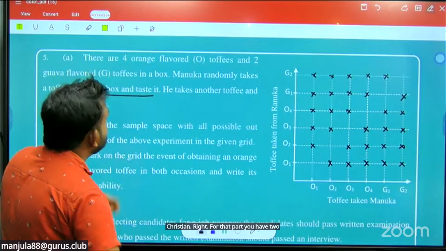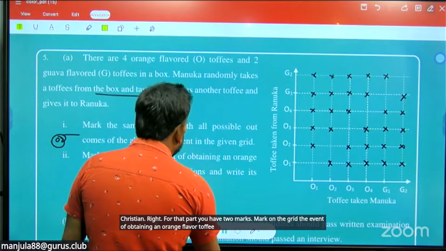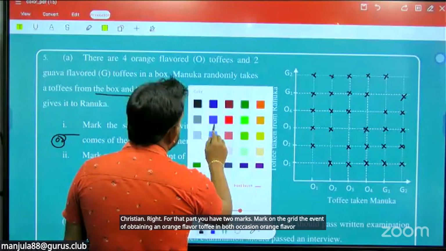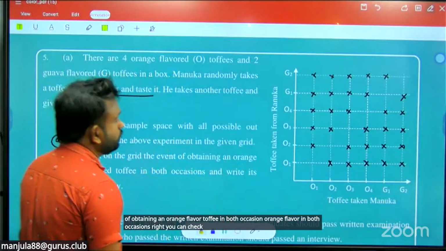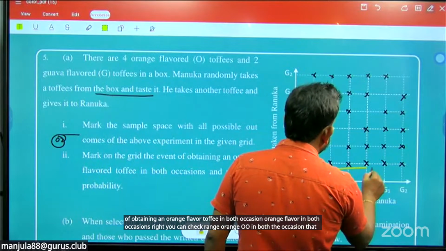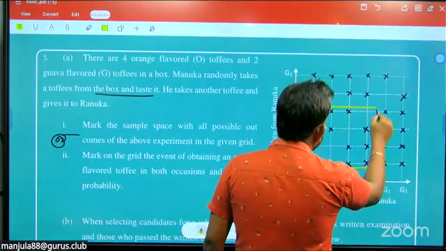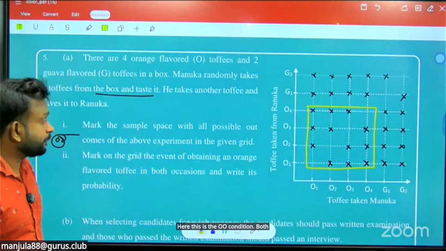Mark on the grid the event of obtaining an orange flavor toffee on both occasions. Orange flavor on both occasions, right? You can check orange, OO, on both occasions that belongs to OO. Here, this is the OO condition, right? Both occasions, orange toffee.